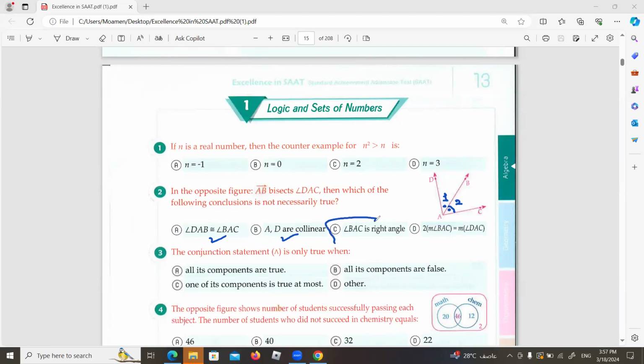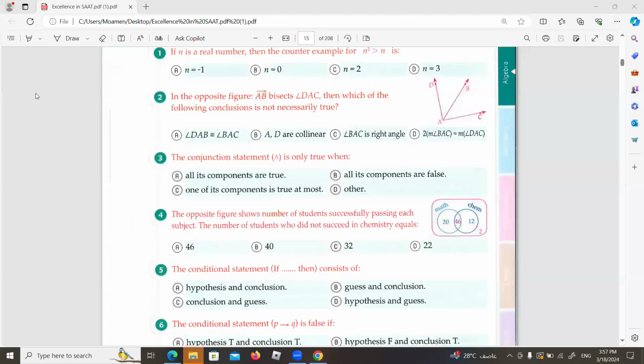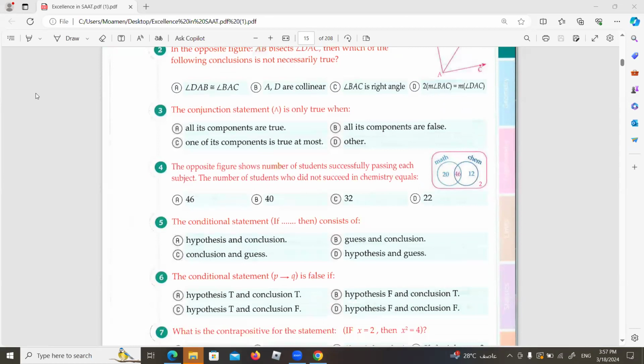So letter C is our answer. I ask you here, which of the following conclusions is not necessarily true? I said angle ABC is right. Angle ABC may be right, may be acute, may be obtuse. We don't know any information about it. So this is not necessarily true, and this is the answer of number 2. We're going to number 3.